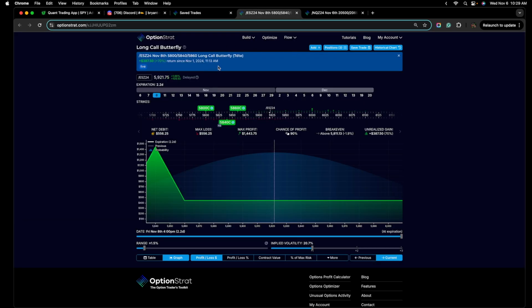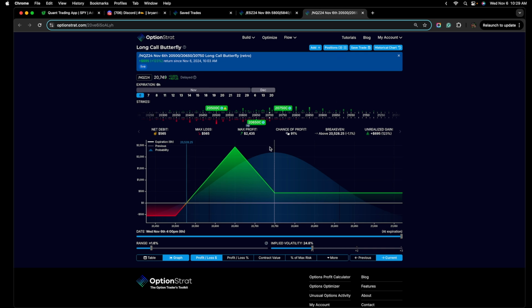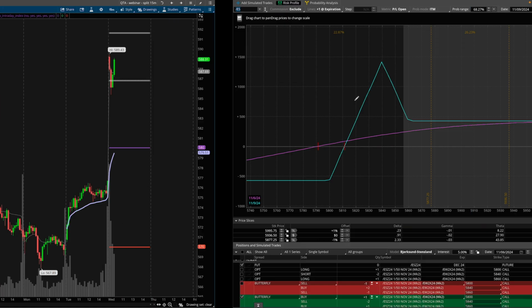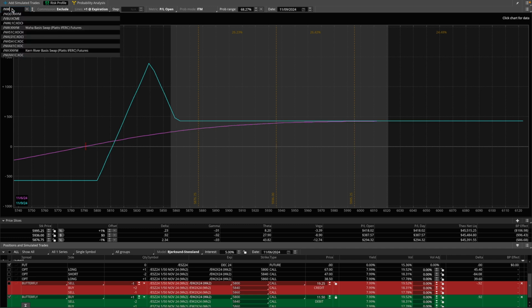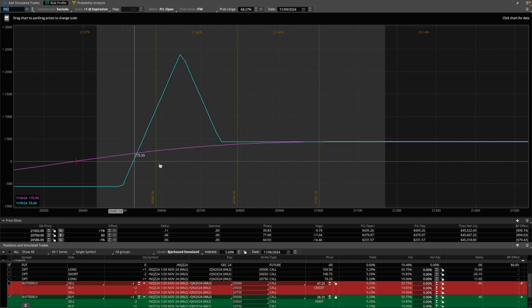One was an ES broken wing butterfly, and then the same with a NASDAQ broken wing butterfly. So that's them on OptionStrat. We will take a look at them in Thinkorswim. However, I think OptionStrat is a great universal tool for those of you that are not on Thinkorswim. So this is the ES, and then this is the NQ here.